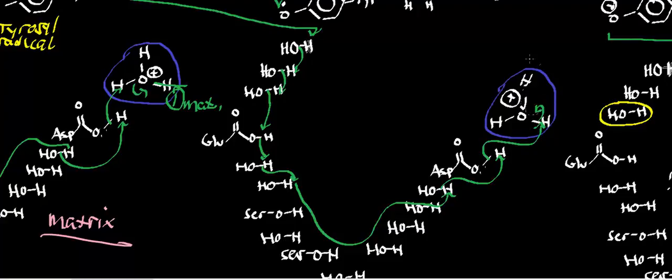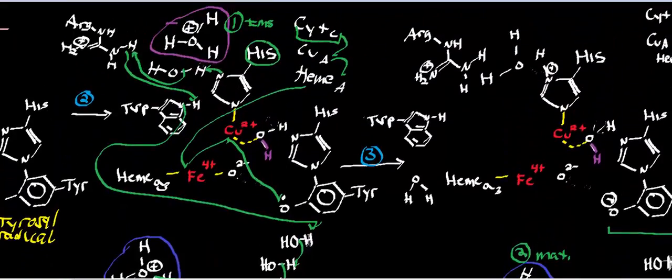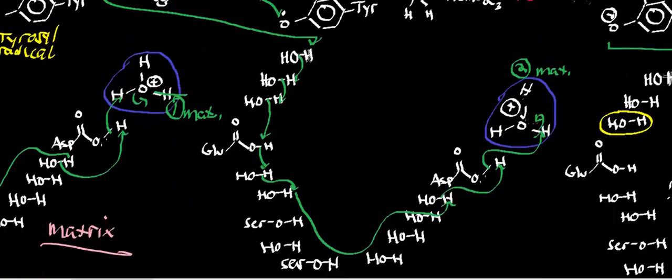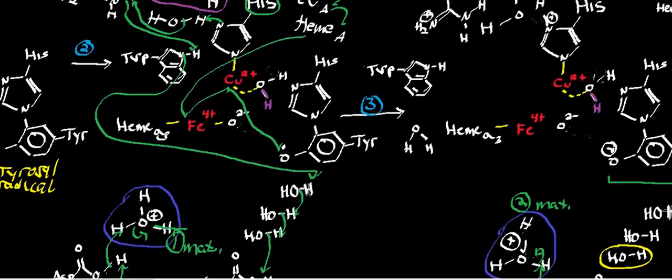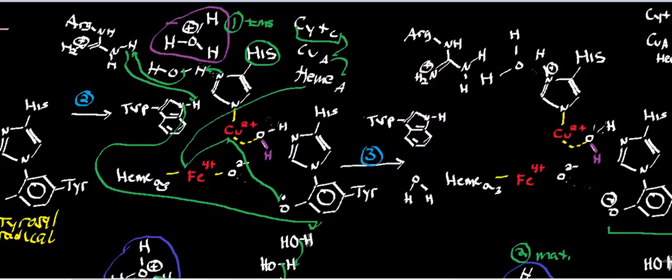So this hydronium right here, this is number 2. This is the second hydronium that got pumped from the matrix side. In this mechanistic step, we didn't get one pumped into the inner membrane space. All we did is we took a proton from the matrix and we ultimately got that proton essentially onto this histidine right here in the active site.